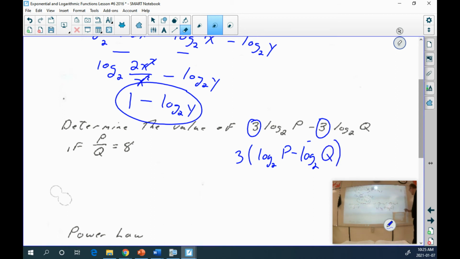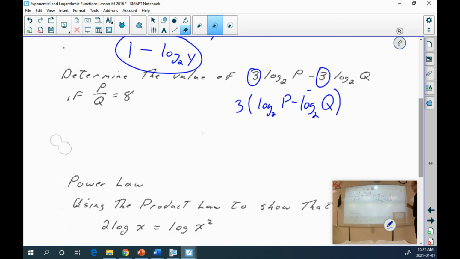There. So we took out our common factor. Now what I have in brackets there is acceptable to be applied to my laws of logarithms. We have 3 log base 2 P over Q. Oh, now I may not have known where I wanted to go, but I did get to a place where now I have P over Q.